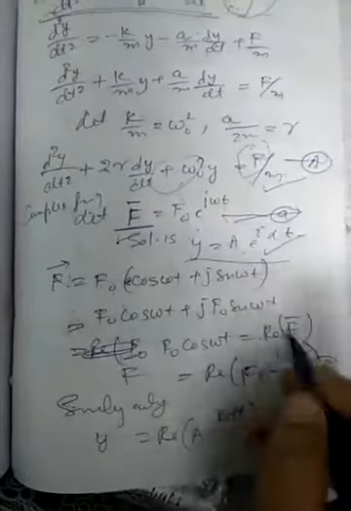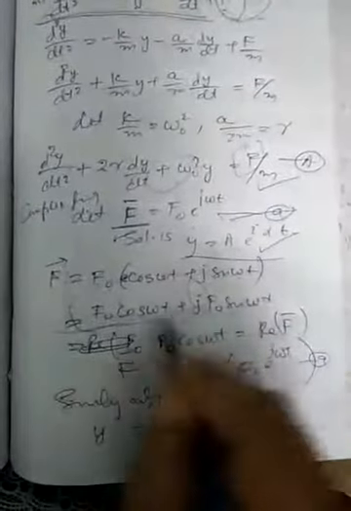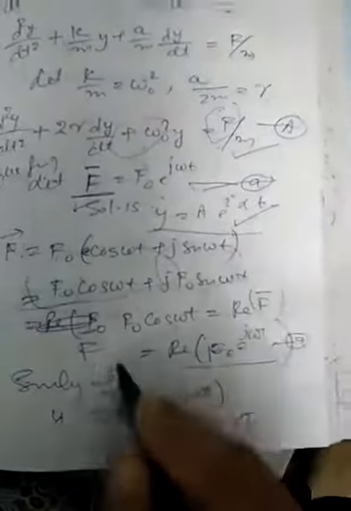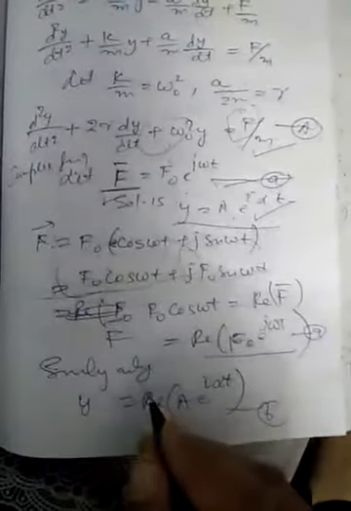We can write f naught cos omega t as the real part, because this expression consists of two parts, real and imaginary. So f naught cos omega t can be written as the real part of f bar, that is equal to the real part of f naught e raised to i omega t, which is equal to f naught cos omega t. Similarly we can solve for y also.